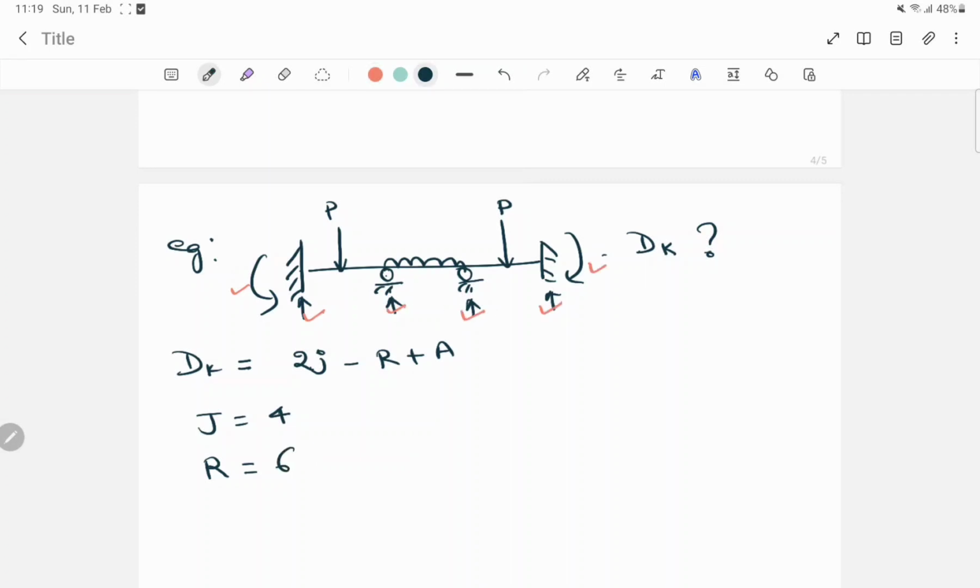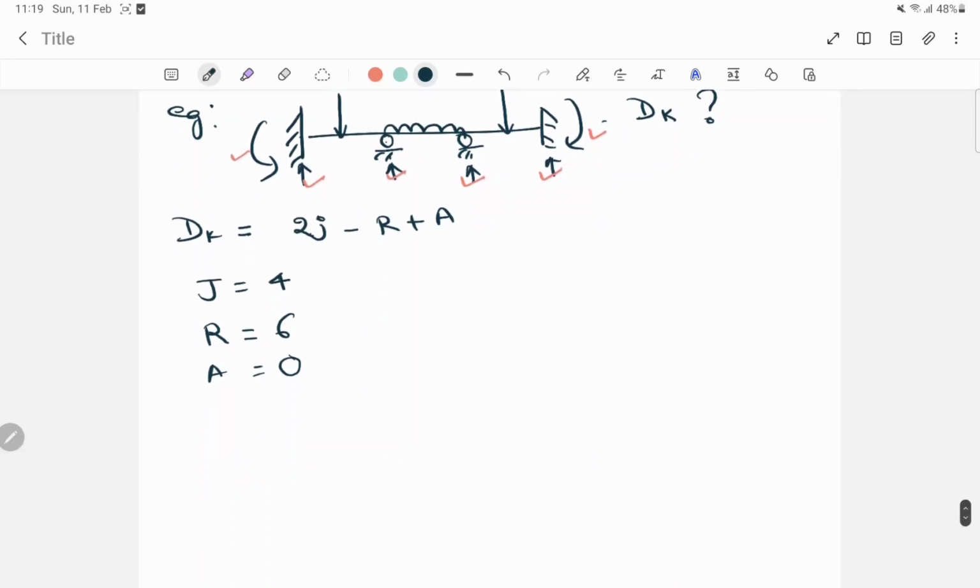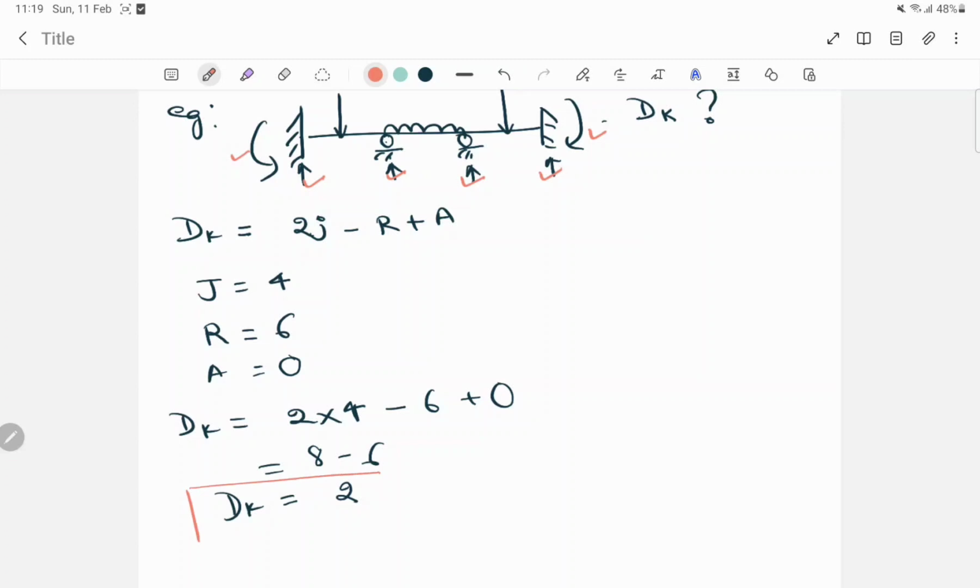So the a value will be 0 here because there is no internal hinge in this beam. So now we just need to put the values in the dk formula, that is 2 into 4 minus 6 plus 0. So 4 1s are 4, 4 2s are 8, minus 6 is equal to 2. So by using the formula, the dk value comes out to be 2.